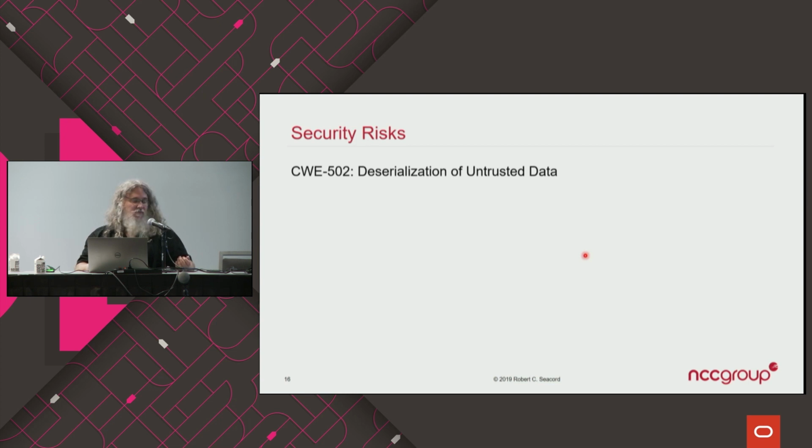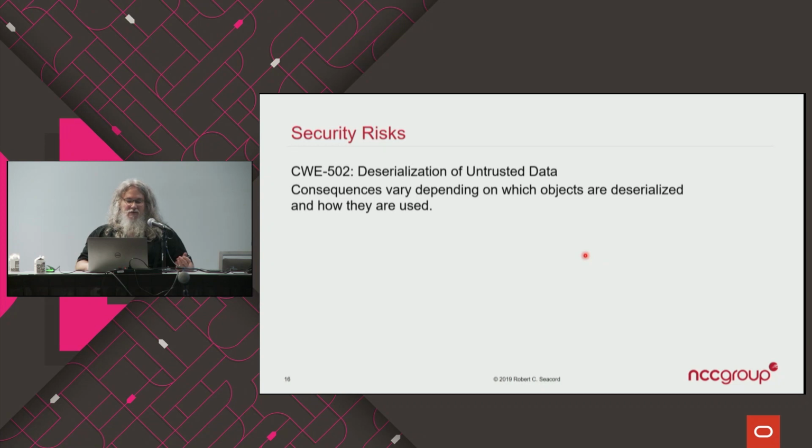The very simple description of the problem is that when you deserialize objects from an untrusted source, you're basically allowing an attacker to tell you what code the attacker wants you to run. And so this boils down to: how do I securely run code supplied by an attacker, which is potentially the most difficult problem in security.